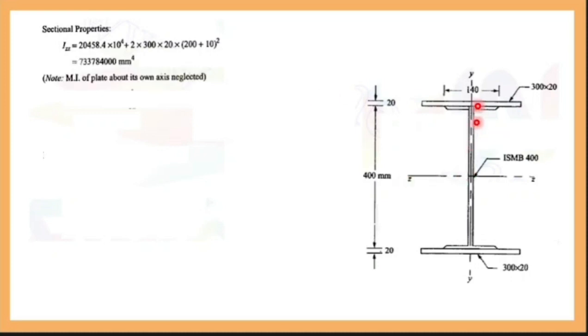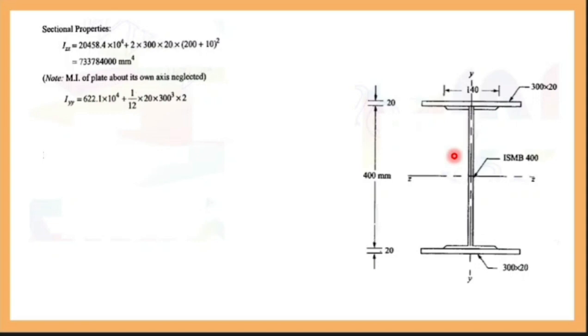Now if you cut in the y-axis, the centroid will fall along the axis for both the plate as well as the I section. The centroid of the plate will be acting here and the I section will be acting here. So both are in the same plane, hence the moment of inertia of the plate about its own axis is neglected. So you don't have to use this formula. Now you can simply add the total moment of inertia.